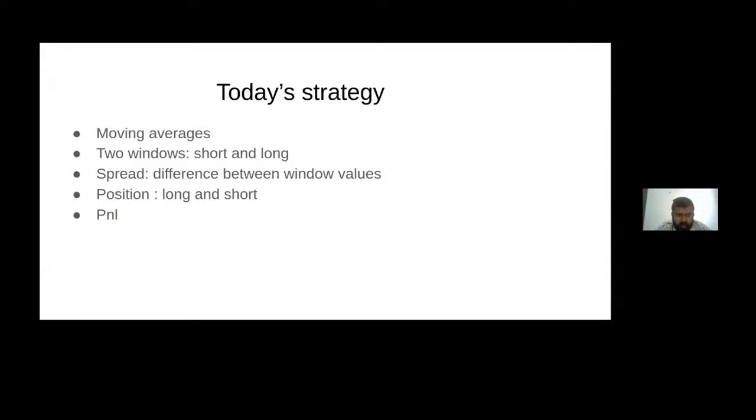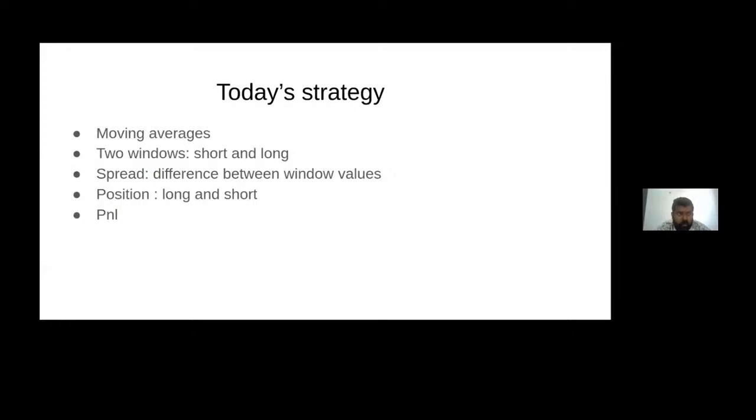The way this strategy works is there are two windows. One is a short window and one is a long window. Let's say the short window is something over 10 days and the long window is something over 50 days. This is basically to get a trend, like how the price of a certain instrument has behaved over a certain period of time.